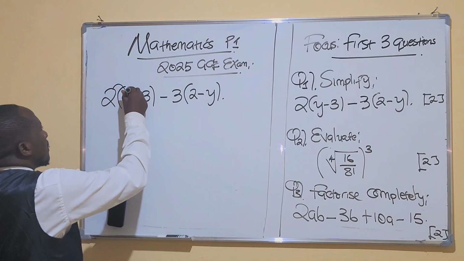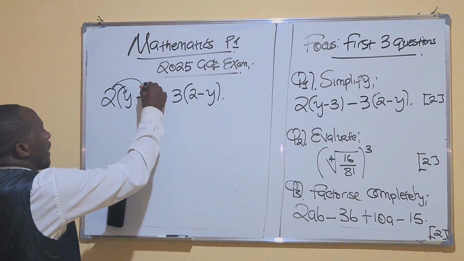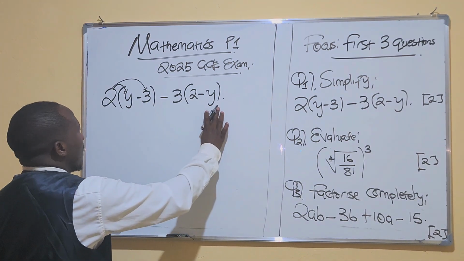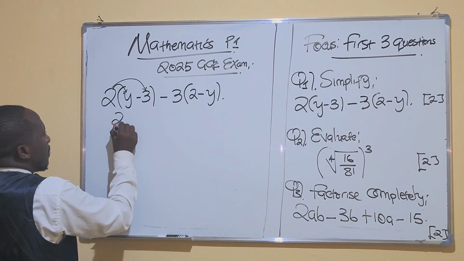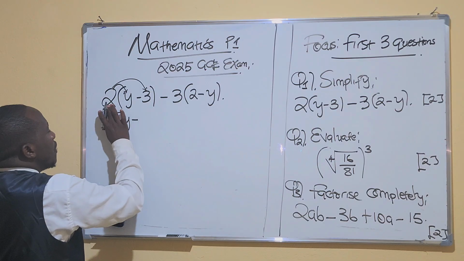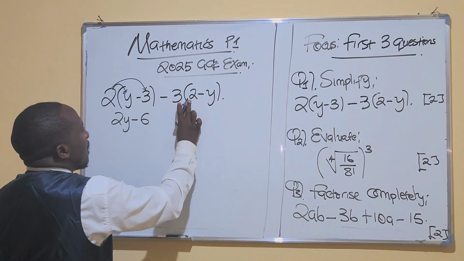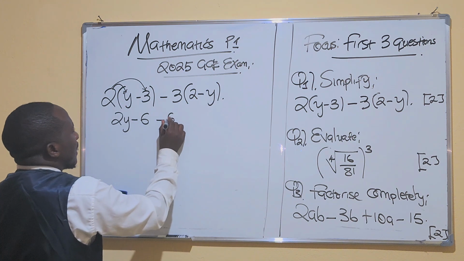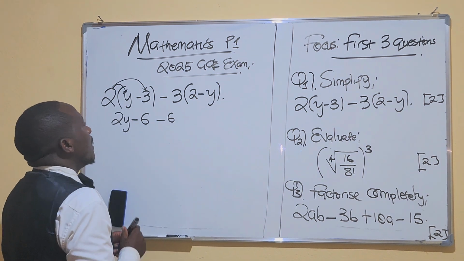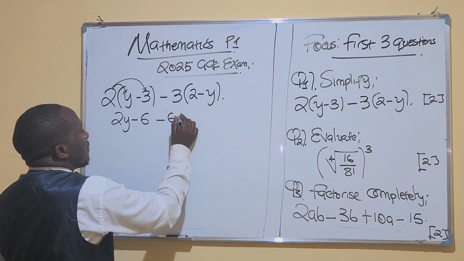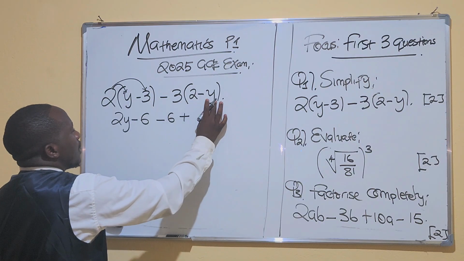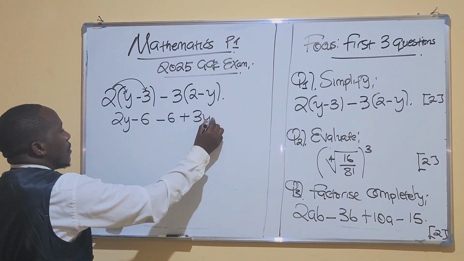So this 2 should multiply y, the same 2 should multiply negative 3. The same should happen there. So 2 times y, we're going to get 2y, then minus 2 times 3, this one is going to be 6, then negative 3 times 2, this is going to be negative 6. Then negative times negative, it's going to be positive, then 3 times y, this one is going to be 3y.